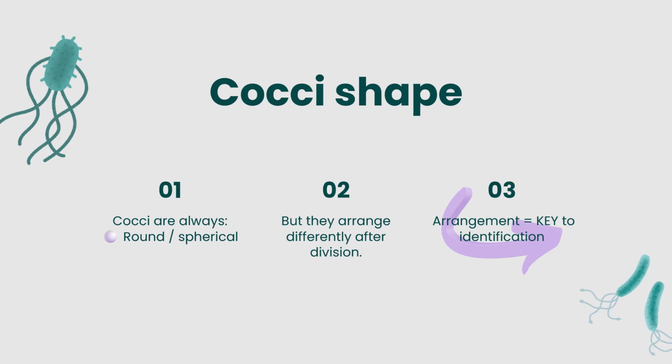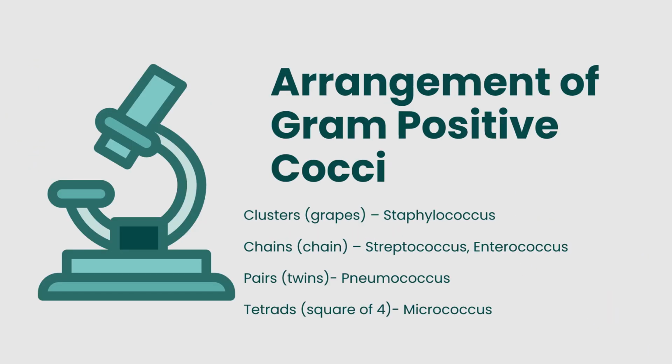This is now clear. Now how they divide and arrange themselves after division is the key to their identification. All these bacteria divide to multiply. The plane in which they multiply will determine how they will appear under a microscope. So when you look under a microscope, if these bacteria appear in the form of clusters or a bunch of grapes, you call them staphylococcus. If they appear in the form of chains, that is, various bacteria lying next to each other forming a thin chain, then they are most likely streptococcus or enterococcus.